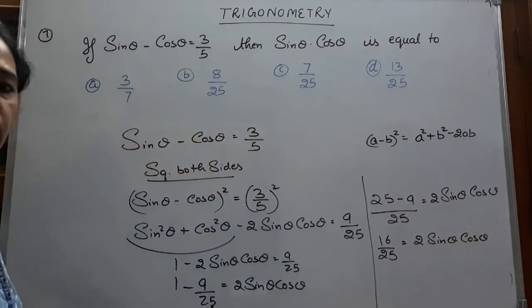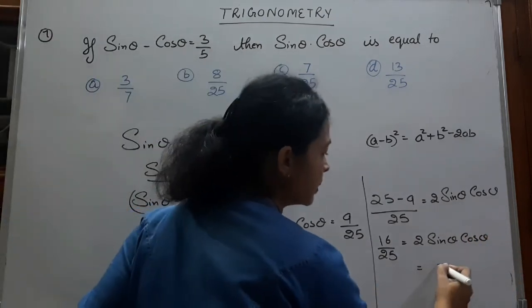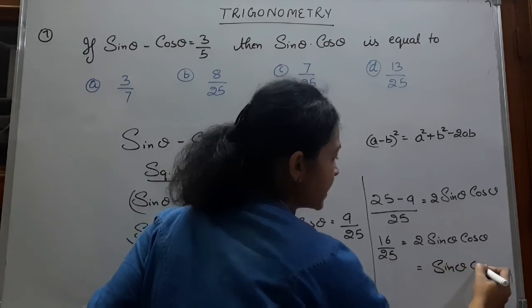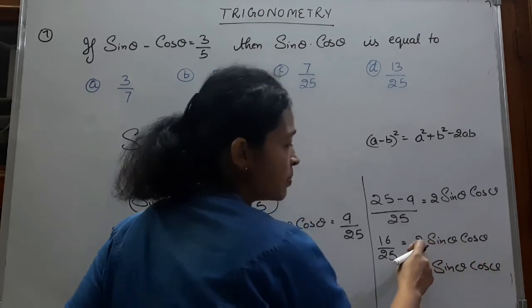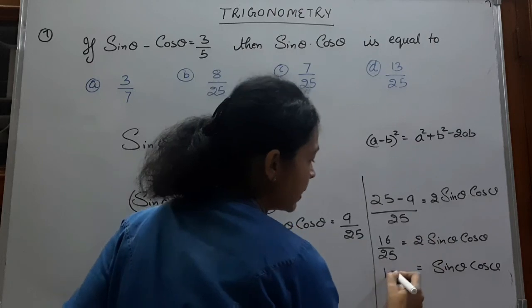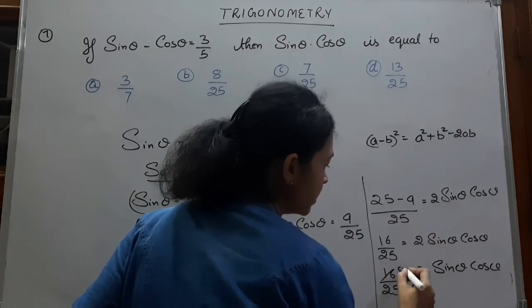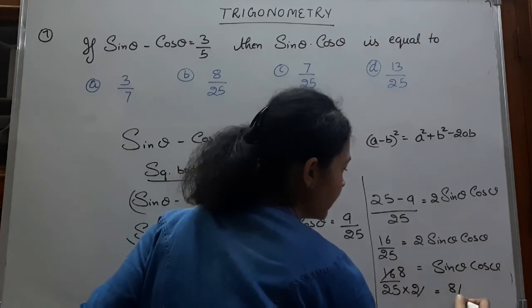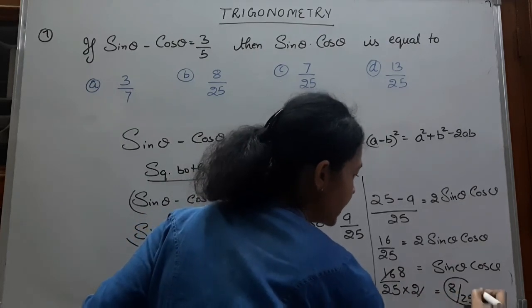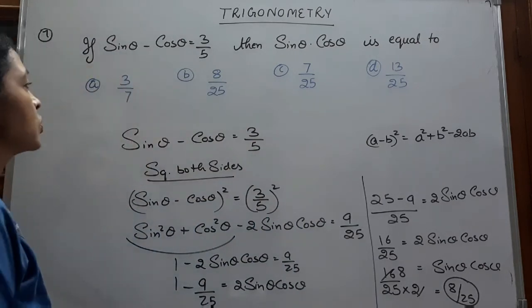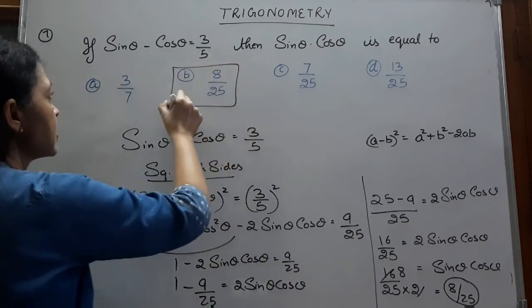We have to find the value of sin theta into cos theta. Take 2 on the left hand side. It is multiplied with sin theta cos theta, so it will come in the denominator. 2 8s are 16. So the value of sin theta into cos theta is 8 by 25. So option B is the correct option.